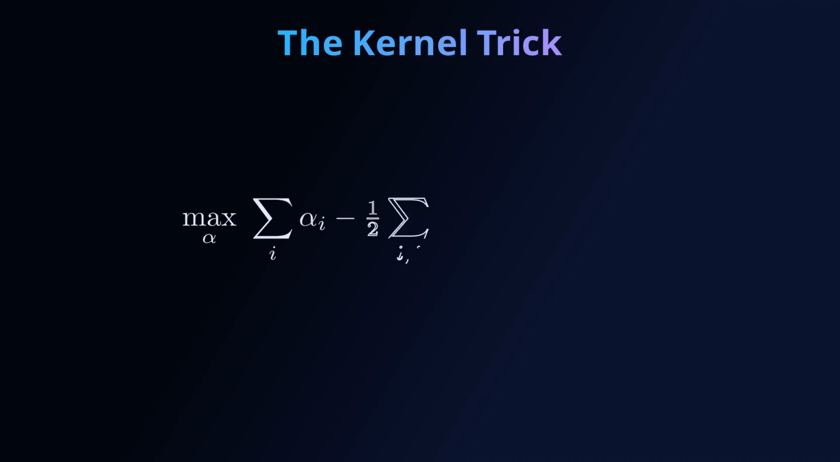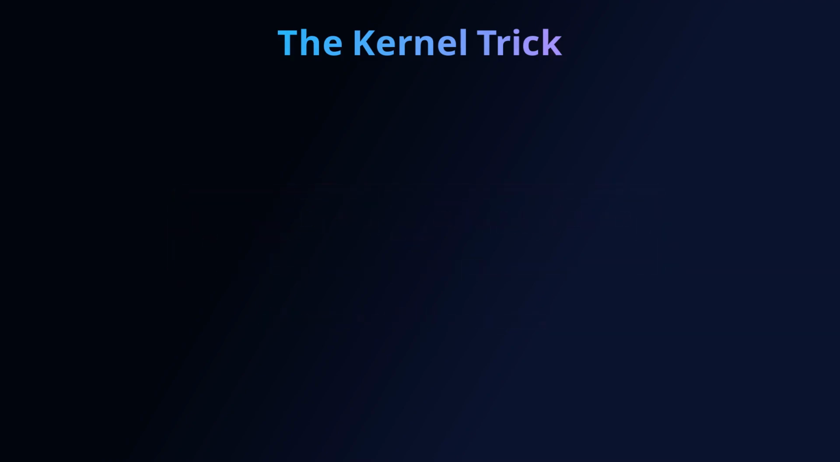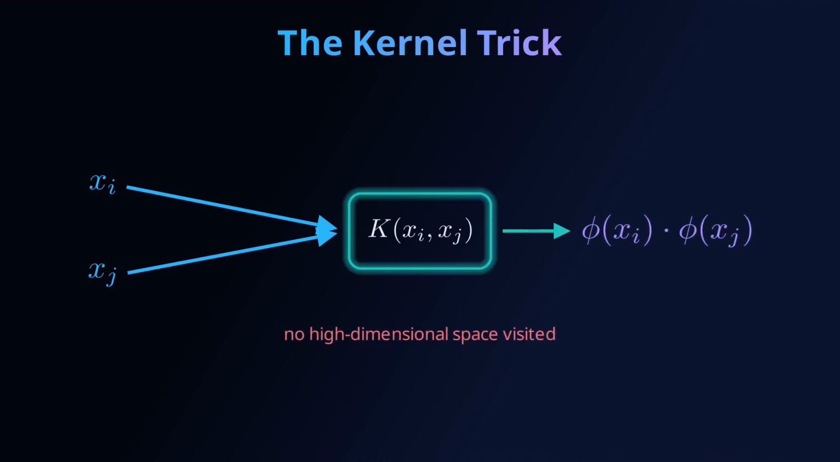Look back at our optimization. If you inspect it closely, the data points only ever show up in one form, as dot products between pairs of points. The individual coordinates never appear alone, only these pairwise comparisons. That's the loophole. To run the machine in the lifted space, we never actually need the lifted coordinates. We only need the dot products between lifted points, and a kernel is simply a shortcut function that computes that dot product directly from the original points without ever visiting the high-dimensional space at all.